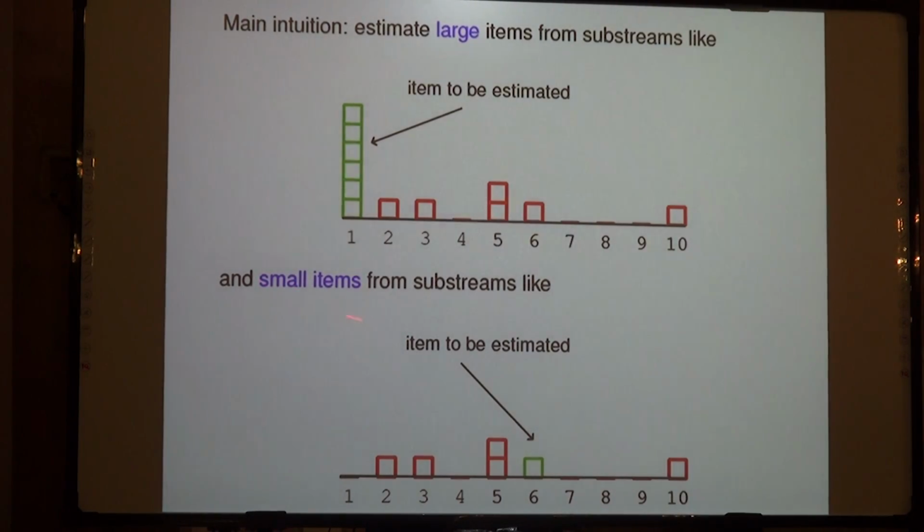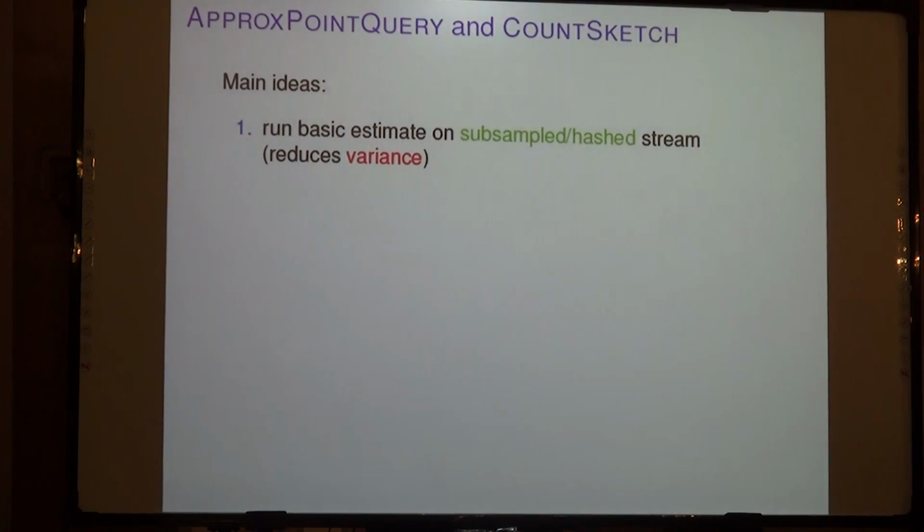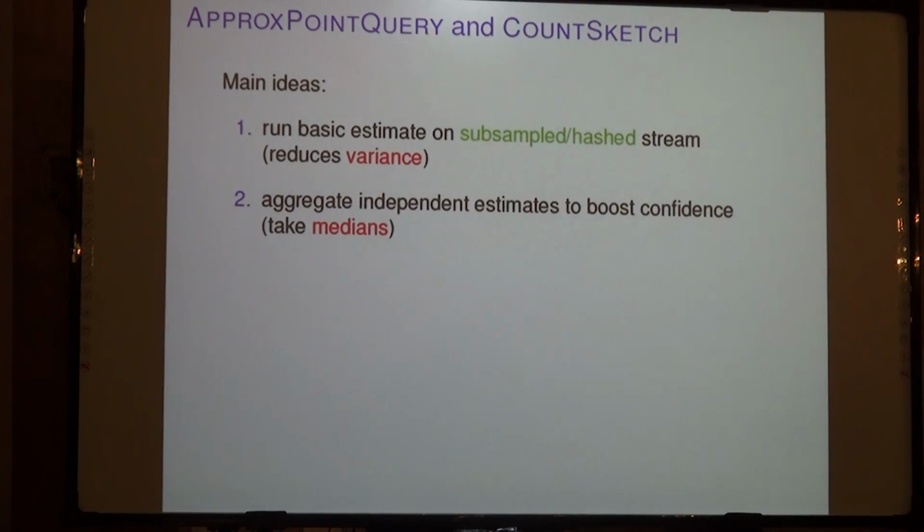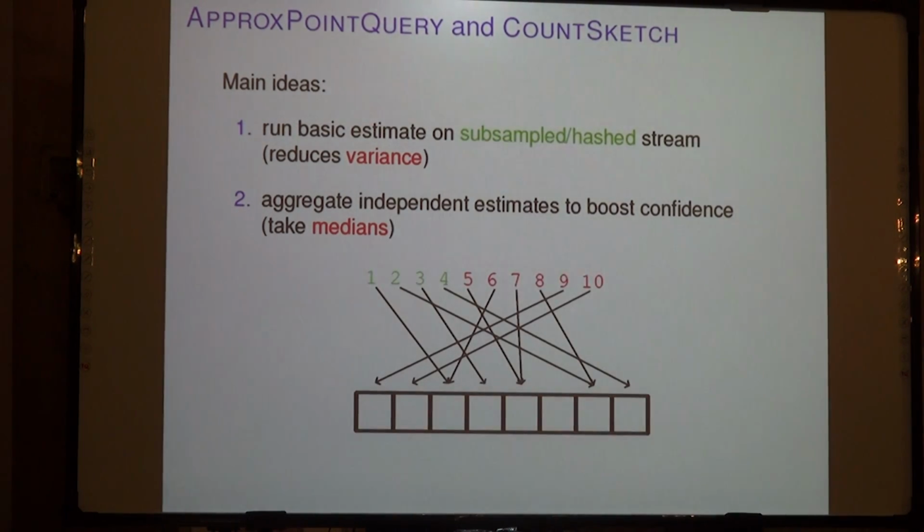And now the small items, we will estimate from substreams that look like this. We want this estimate to not be contaminated by any of the top guys. And if this is the case, then we'll be in good shape. All right, good. So here are the main ideas. First we run the basic estimate on subsampled, or hashed, versions of the stream, and this is for reducing the variance. And then we take medians to boost the confidence of our estimates.